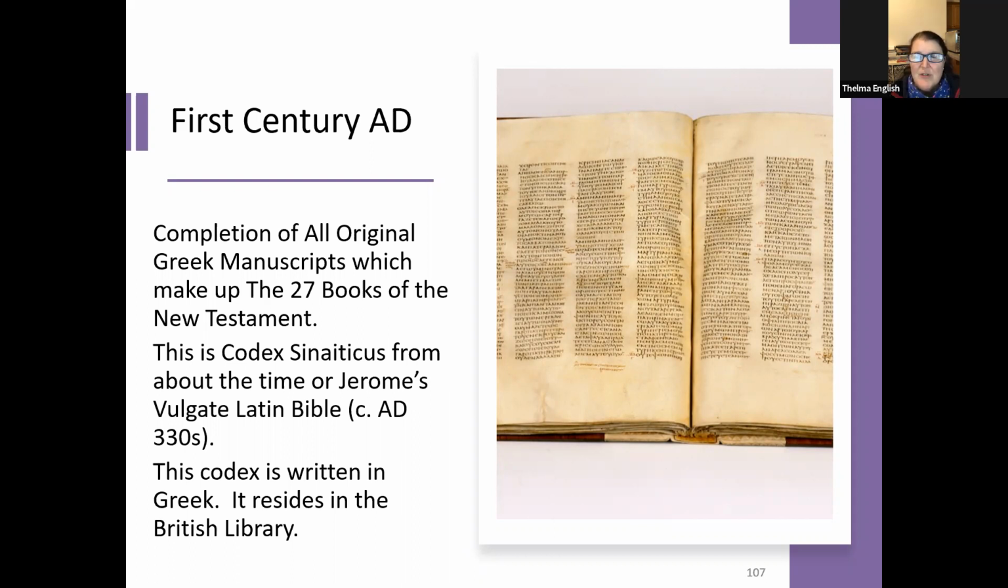All 27 books in the New Testament are done. When John dies, that's the end of the apostolic age, and we enter the early church father age after AD 100. Now, this is Codex Sinaiticus from about the time of Jerome's Vulgate Latin Bible, about AD 330s. So this is about 220 years after John is dead. This codex is written in Greek, and it lives in the British Library.